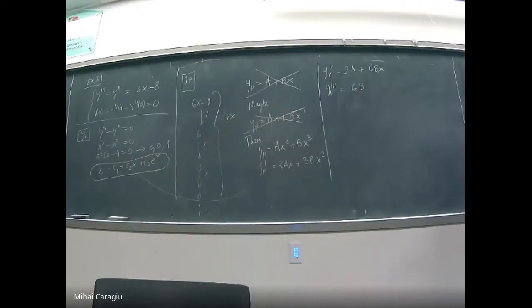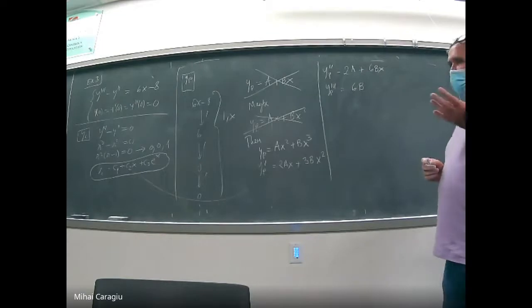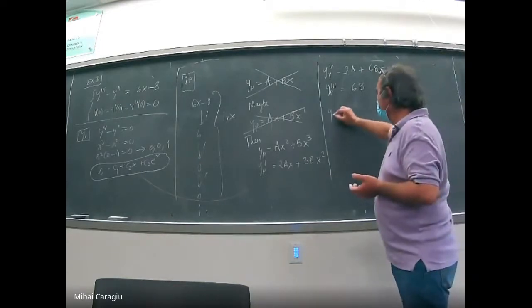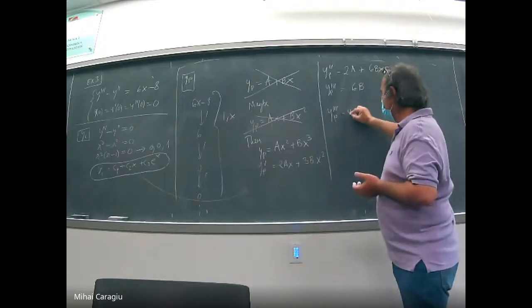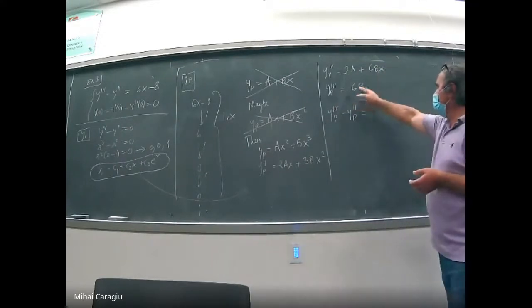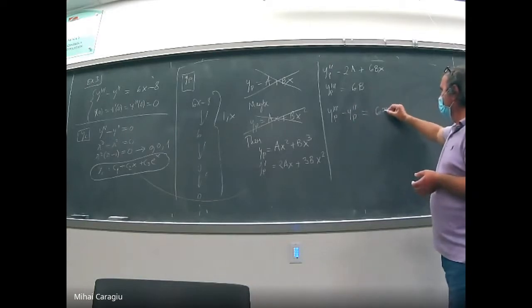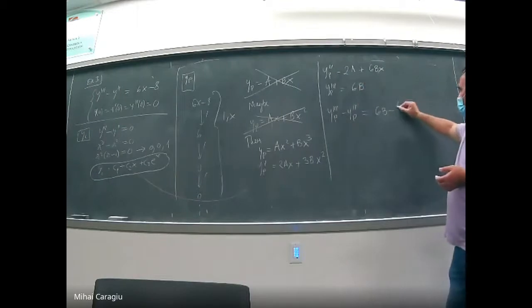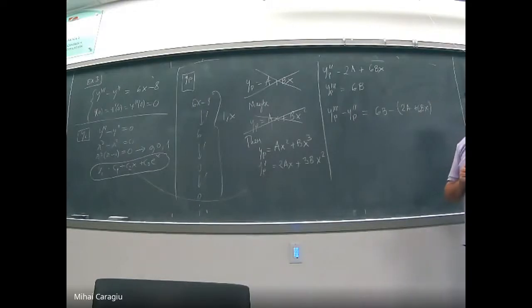Now, the only thing we have to replace is y_p third minus y_p second to be 6x minus 8. So y_p third minus y_p second. What will this be? y_p third is 6b. Minus y_p second is this: minus the parenthesis 2a plus 6bx. Right? Place y_p third minus y_p second.